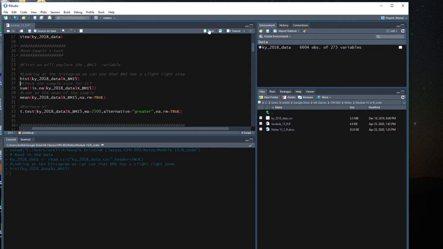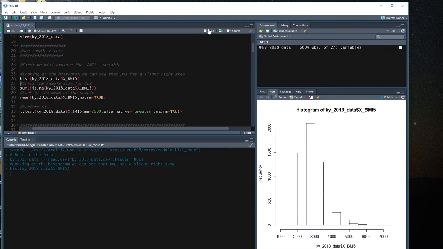So just like we've done before, we could look at a histogram of BMI. We do see it has a slight right skew, but it's not overly concerning, especially considering that our sample size is massive here. And we can see that if we look at the non-missing values for BMI, we've got over 6,000 observations. So central limit theorem is going to take over. And so even though we have a slight right skew, that's no reason for concern, and we're more than valid to use the one sample t-test.